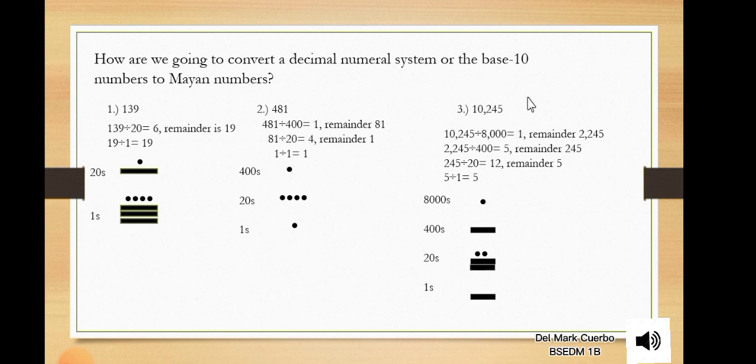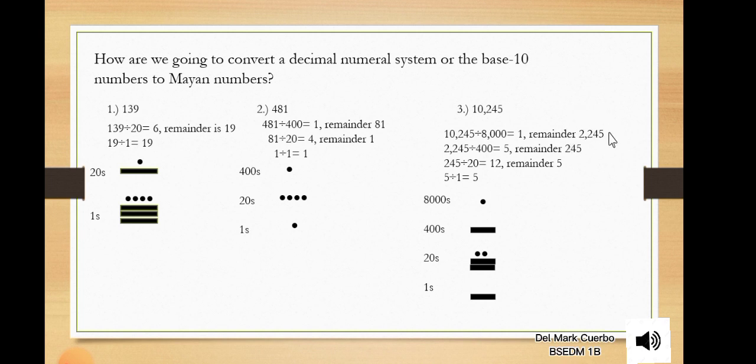Another example, we have 10,245. So 10,245 is in between 8,000 and 160,000. So we will choose 8,000. So 10,245 divided by 8,000 is equal to 1. And our remainder would be 2,245.